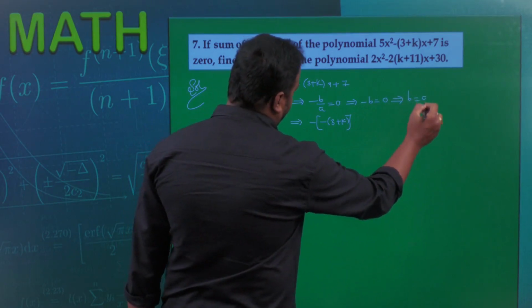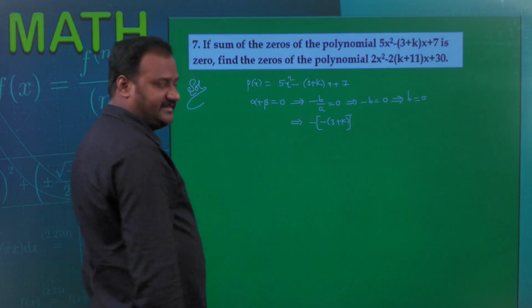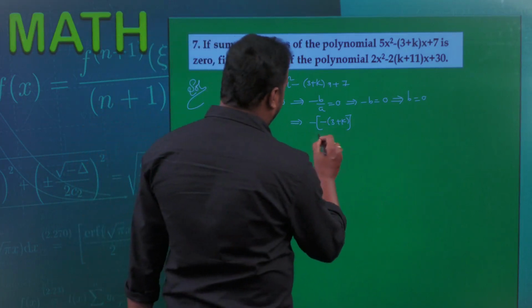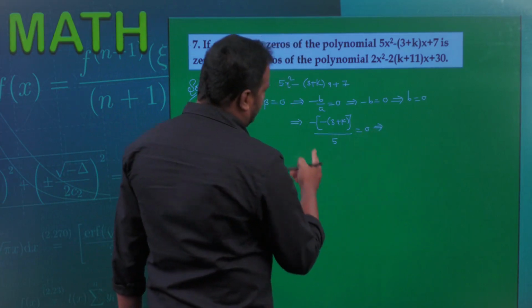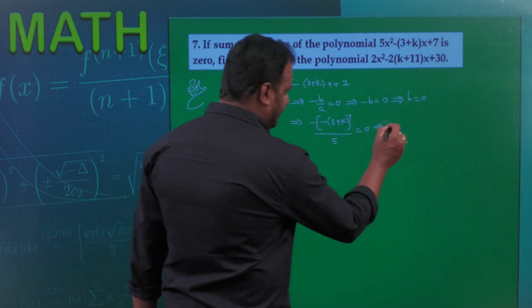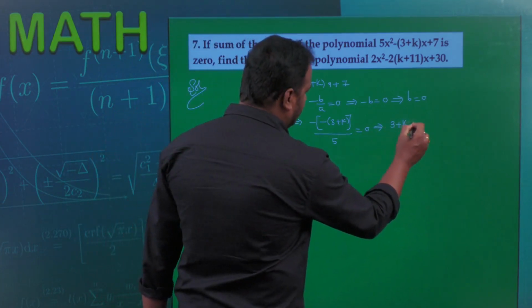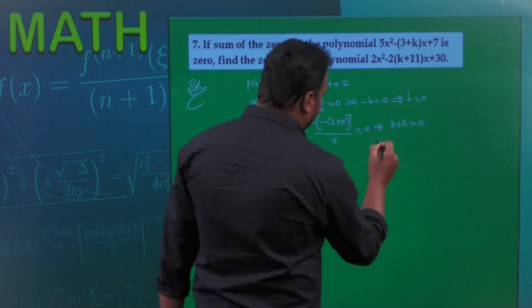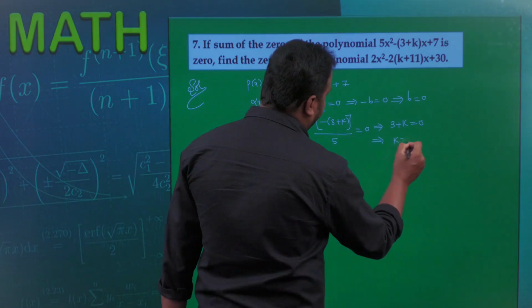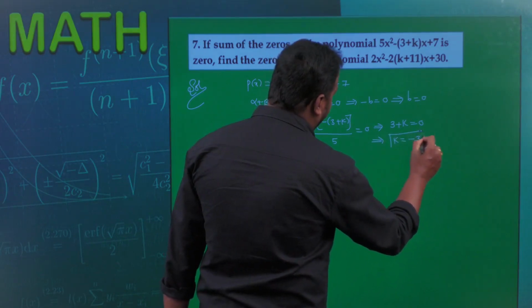Of course, you can use this information, but I am directly finding this. Minus of minus b by a is equal to 5, which is equal to 0. So finally, (3 + k) is equal to 0, because 5 into 0 is equal to 0. If 3 plus k is equal to 0, then the value of k is equal to how much? It is going to be negative 3.